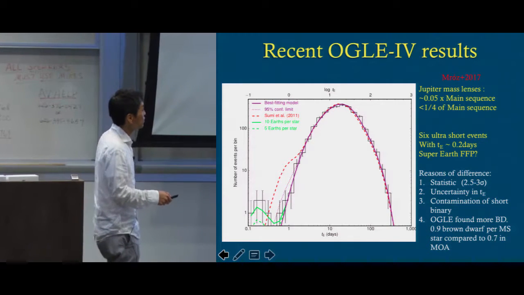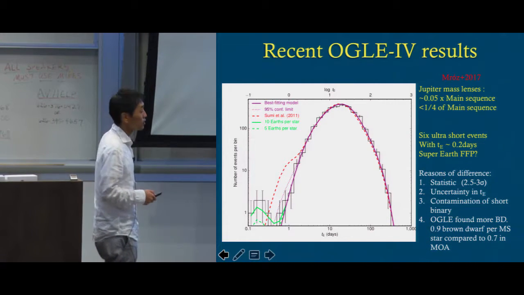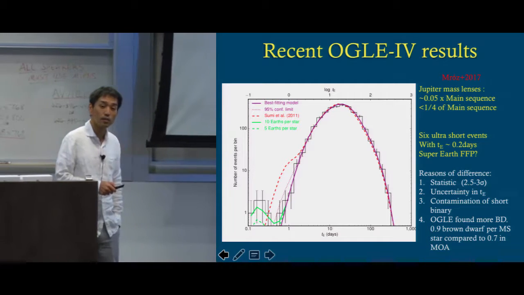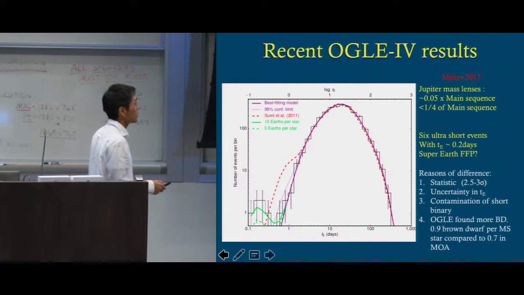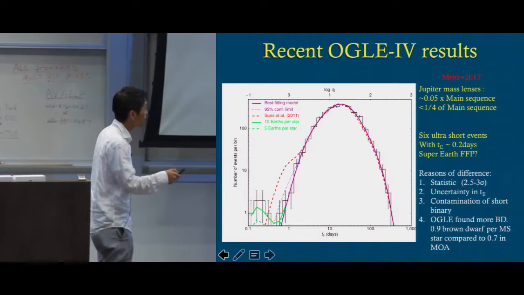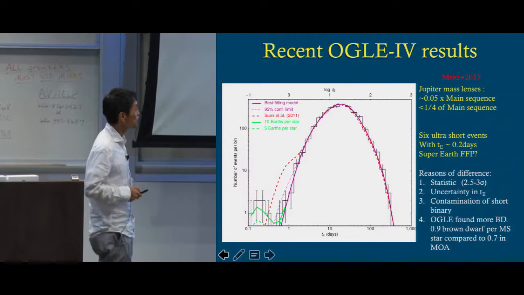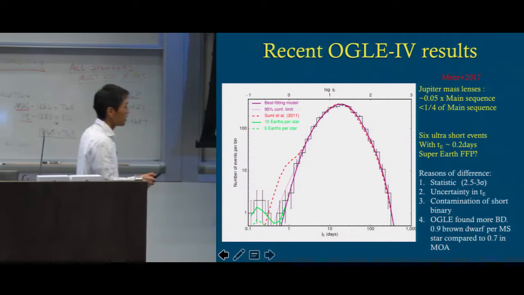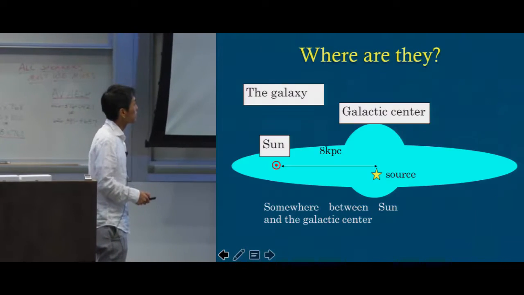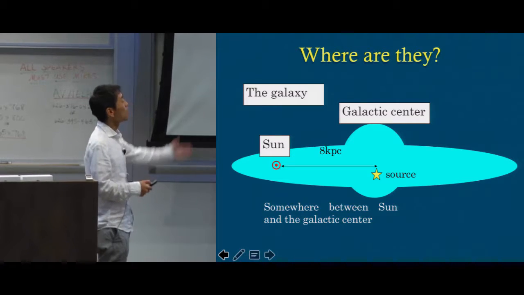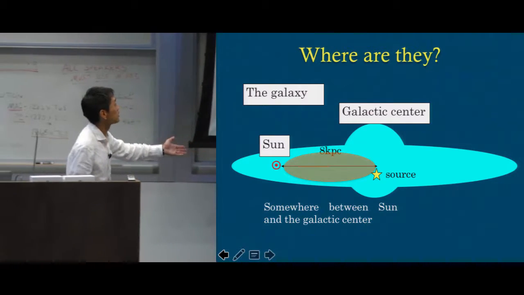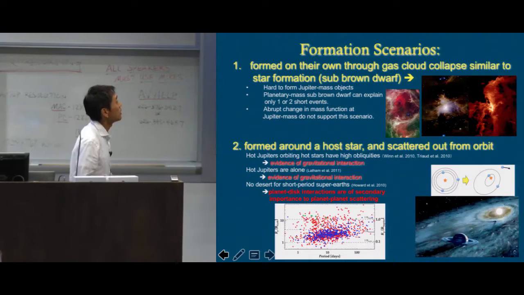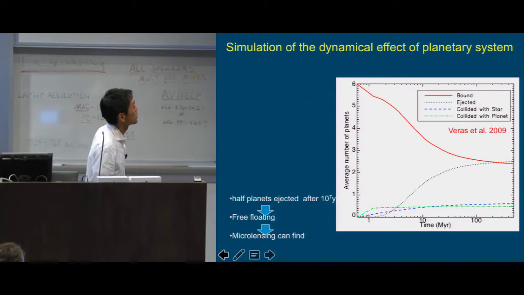And the difference may be mostly explained by the small number of statistics in the previous analysis, and some contamination from the other timescales due to the uncertainty of the tE, and also the contamination from the short binary events. And we don't know where they are, because we don't know the distance. And I'm going to skip this.